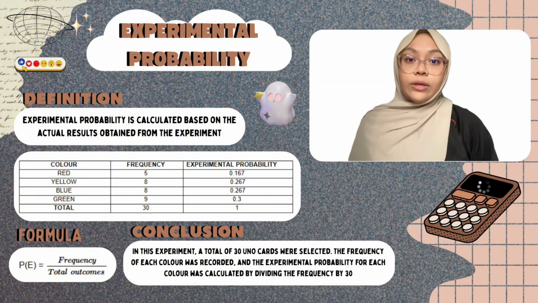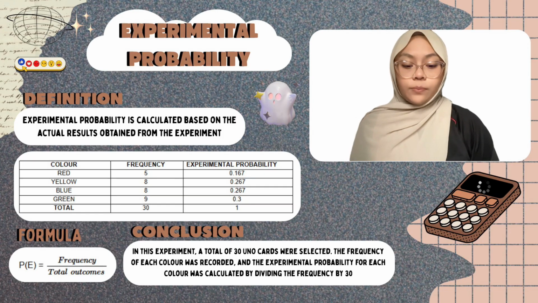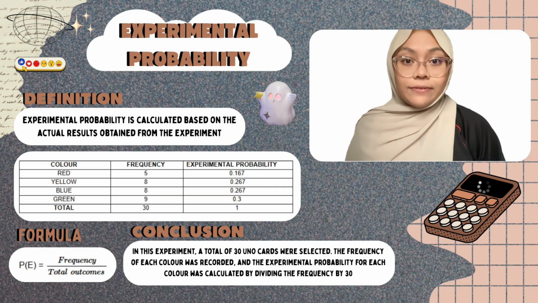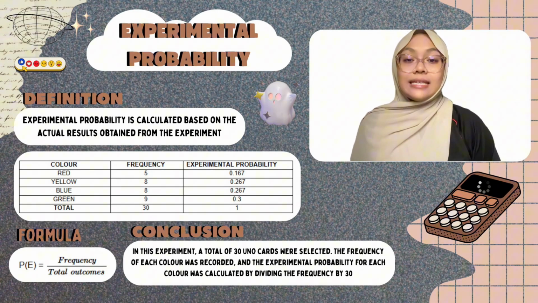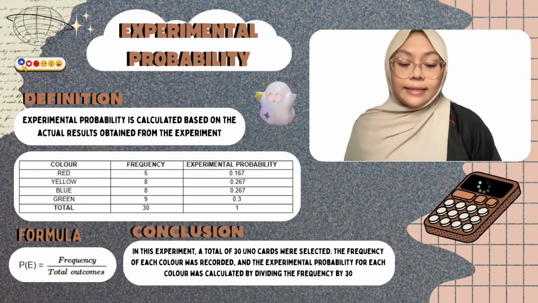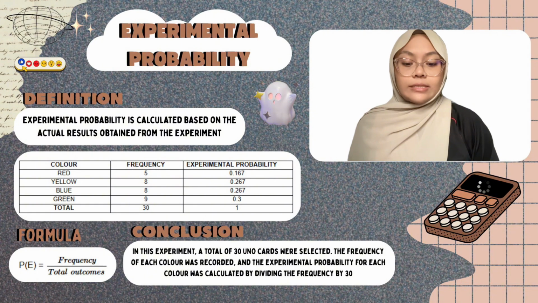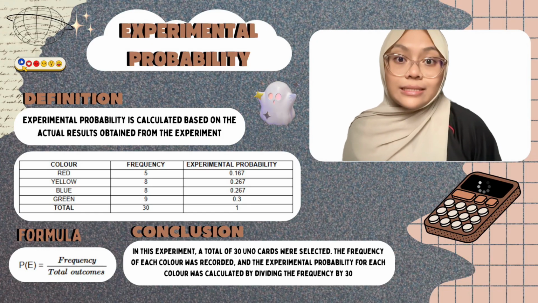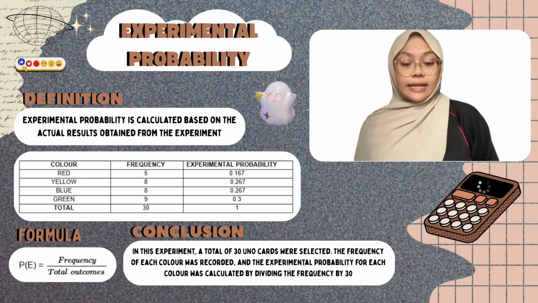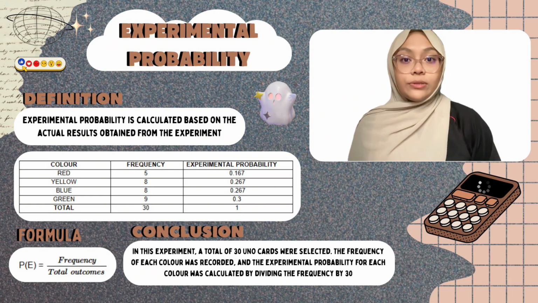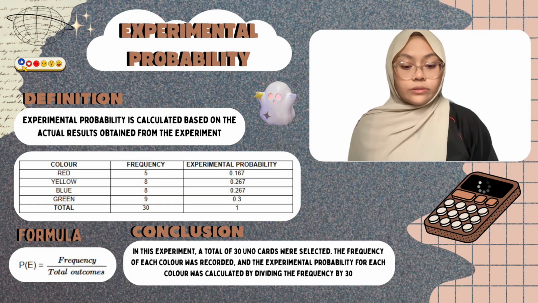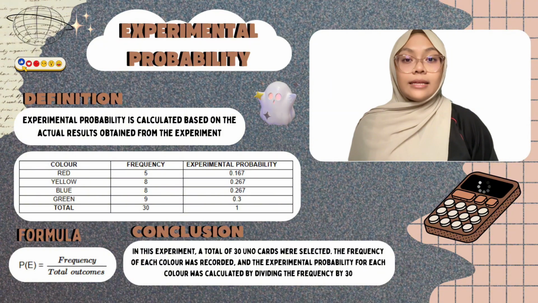Let's look at red first. For red, we got a frequency of 5. After we calculated, we got an experimental probability of 0.167. For yellow, the frequency is 8, so the experimental probability is 0.267. For blue, the frequency is 8, also the same as yellow, so the experimental probability is 0.267. And for green, the frequency is 9, so the experimental probability is 0.3. The total frequency is 30 because we have 30 cards. Also, the experimental probability total is 1.